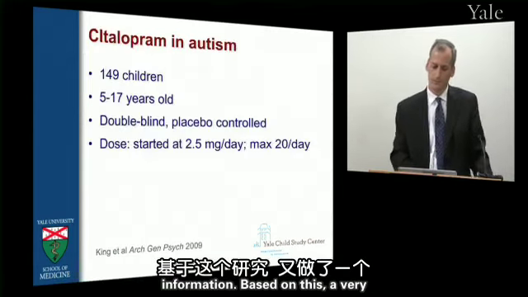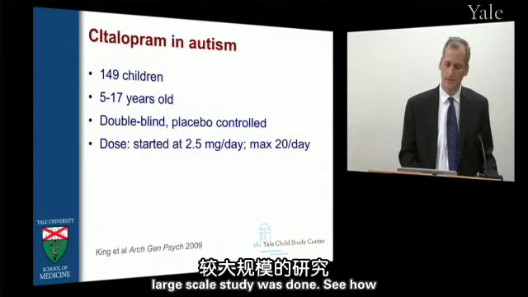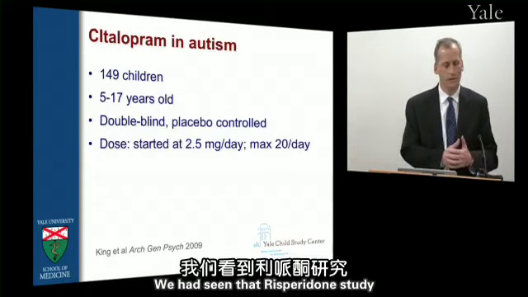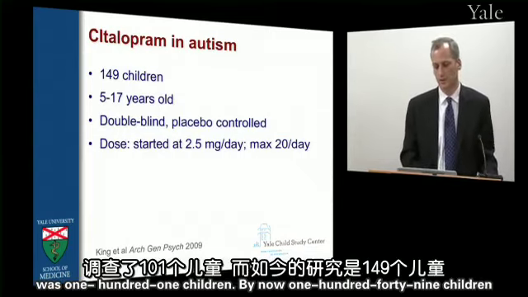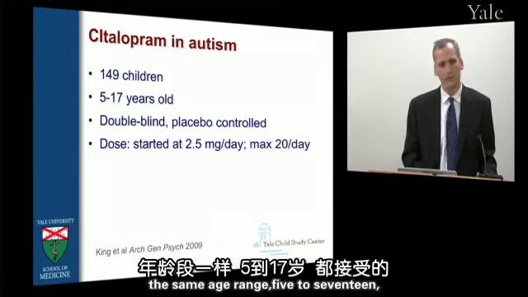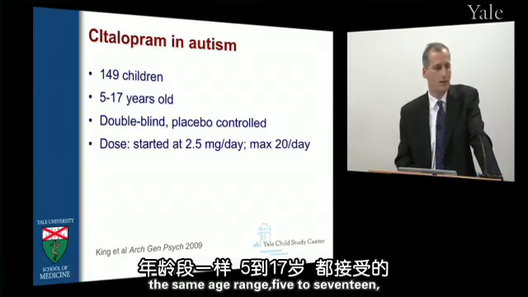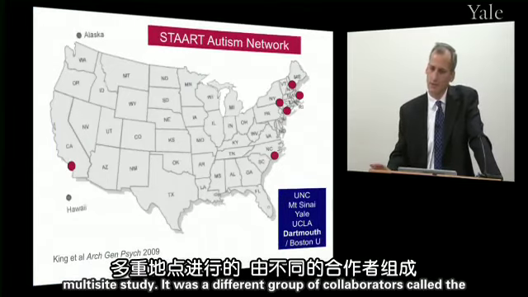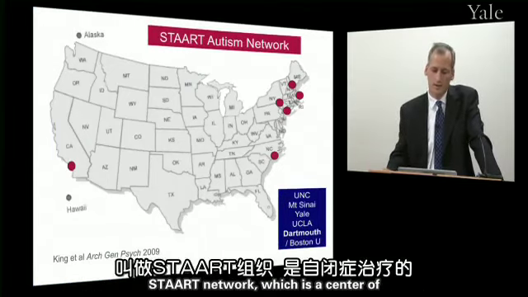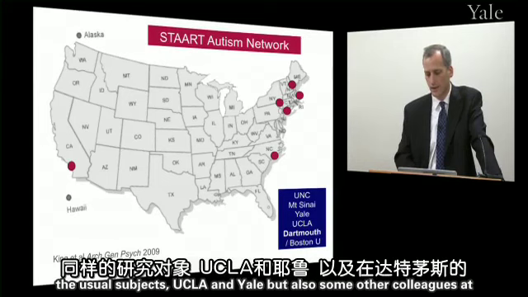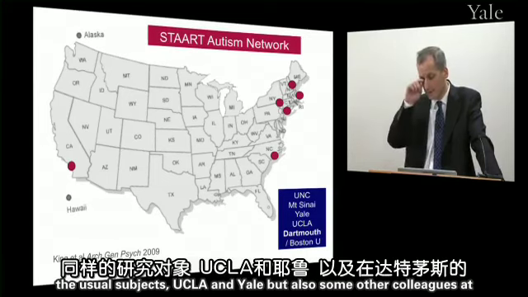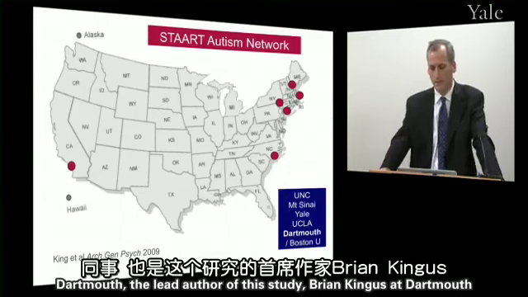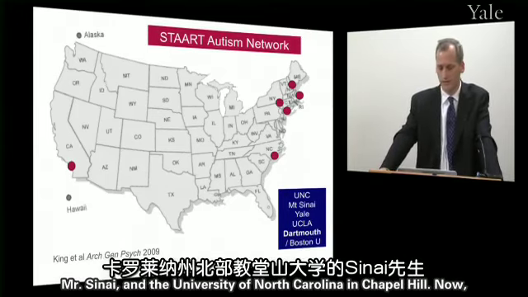Based on this, a very large-scale study was done, and see how the sample size keeps on creeping up. We had seen that the risperidone study was 101 children. By now, 149 children in the same age range, 5 to 17, were treated in this double-blind, placebo-controlled way with fluvoxamine. This study, again, was a multi-site study. It was a different group of collaborators called the STAART Network, which is a Center of Excellence in Autism, and some of the usual subjects, UCLA and Yale, but also some other colleagues at Dartmouth. The lead author of the study, Brian King, is at Dartmouth, Mount Sinai, and the University of North Carolina, Chapel Hill.